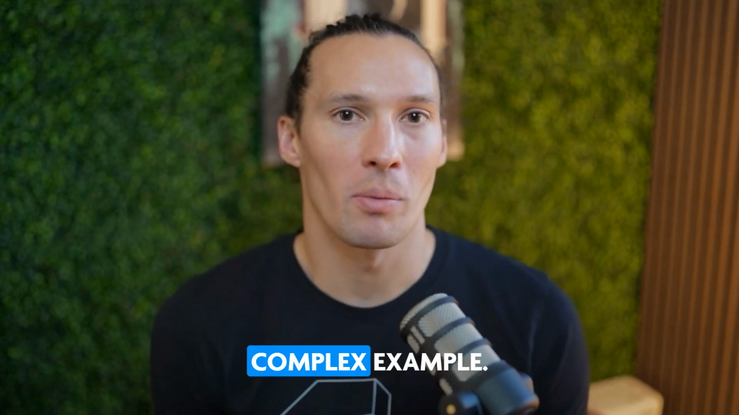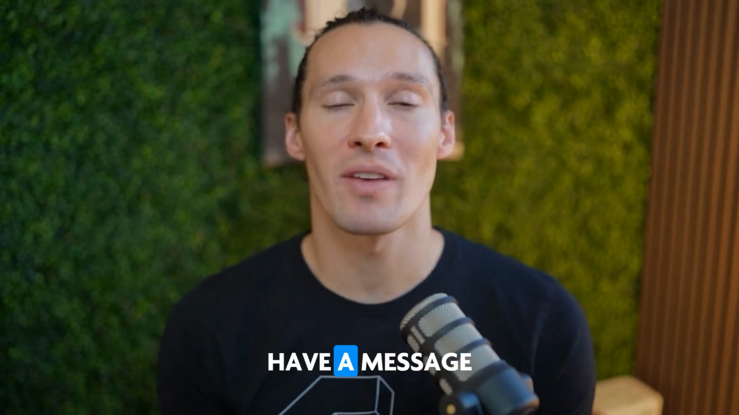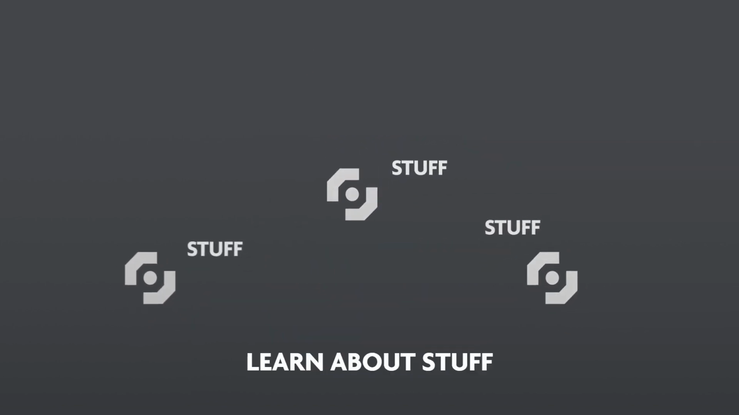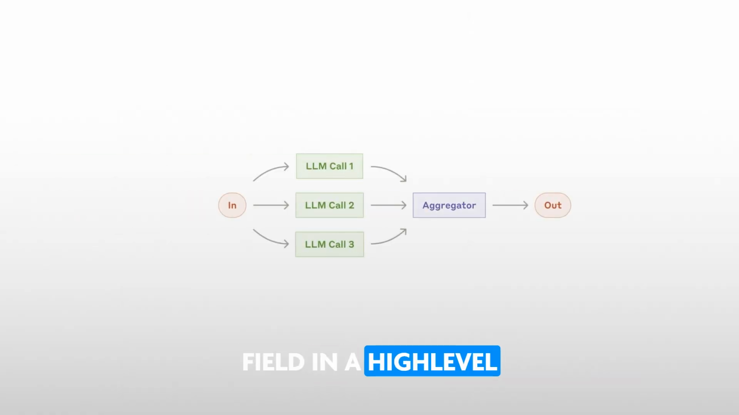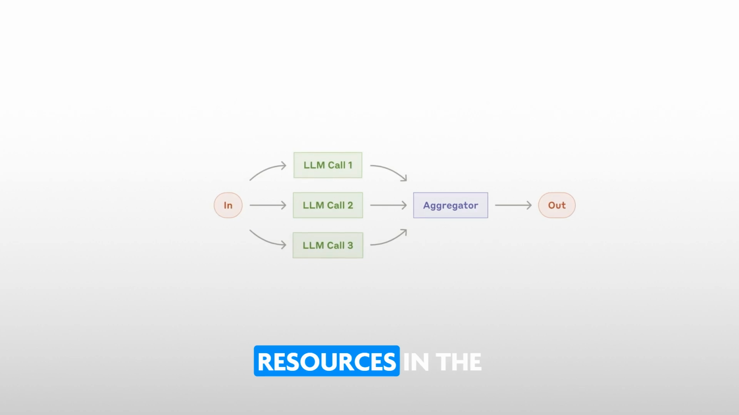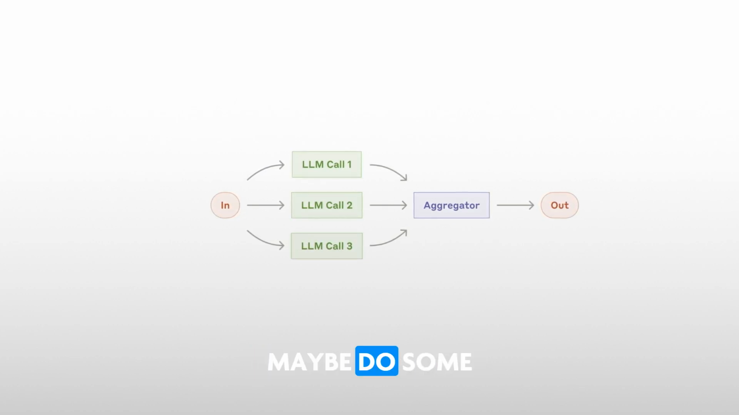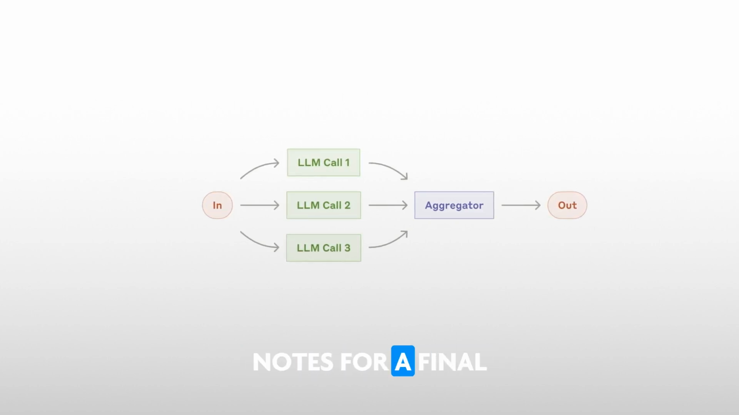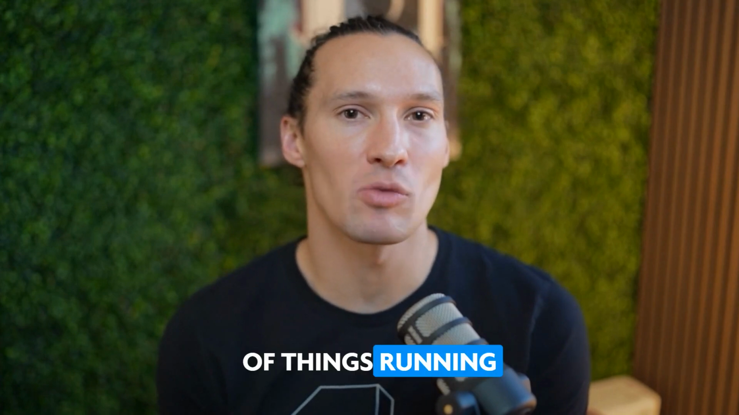Let's look at a little bit more complex example. Let's imagine a message comes in, and in that message we learn some stuff about a contact. While we learn stuff about a contact, maybe we want to update a contact field in a HighLevel or a HubSpot CRM. And at the same time, we need to check for resources in the uploads and maybe do some other things. Finally, after that stuff is done, they all collect their notes for a final LLM, a final AI, to give a response. That's an example of things running in parallel.